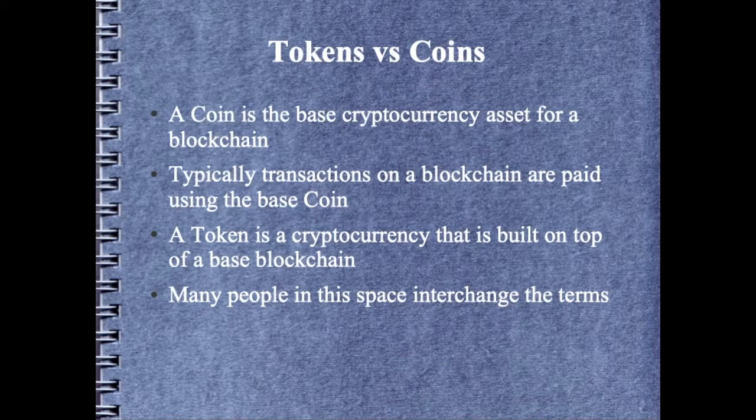So it brings up the idea of token versus coins, and they're pretty much interchangeable. Most people, when they're talking about them, use those words interchangeably. The difference is that a coin is the base cryptocurrency for a blockchain. So for Ethereum, the base coin is the Ether coin. Ethereum supports building other cryptocurrencies on top of the Ethereum blockchain, and those are called tokens.